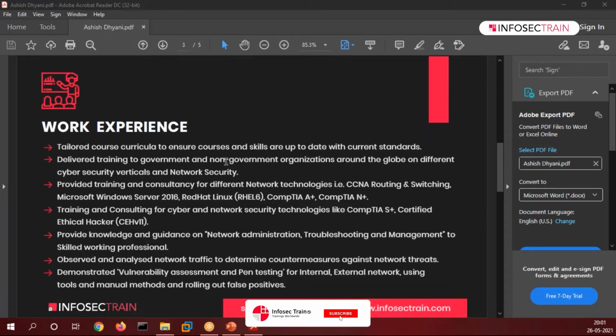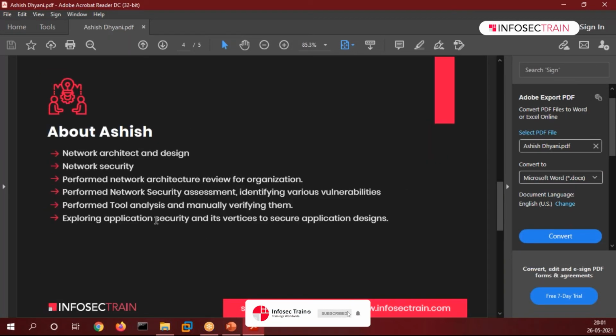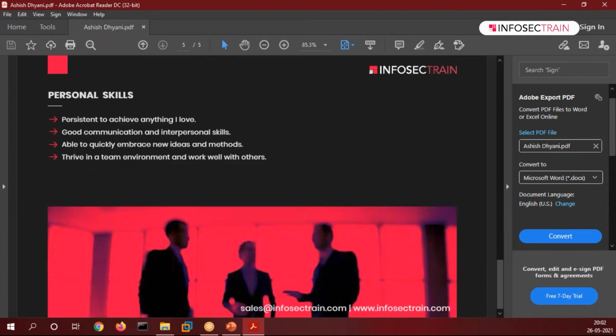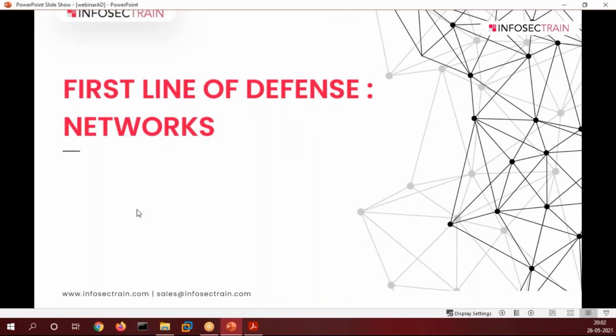I have provided trainings for CCNA routing and switching, as you can see, it is written over here. And I have also provided trainings for Microsoft Windows Server, Red Hat Linux, CompTIA A+, N+, and also your cybersecurity trainings like CompTIA Security Plus and Certified Ethical Hacker. One more is there, which is not mentioned, which is CompTIA Pentest Plus. So I am, you can say, a subject matter expert for networks, and I'm pretty much good at networking and network security.